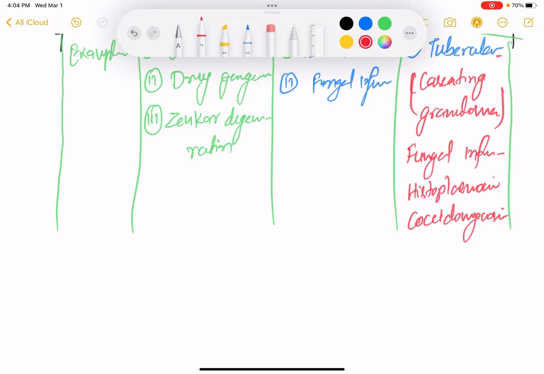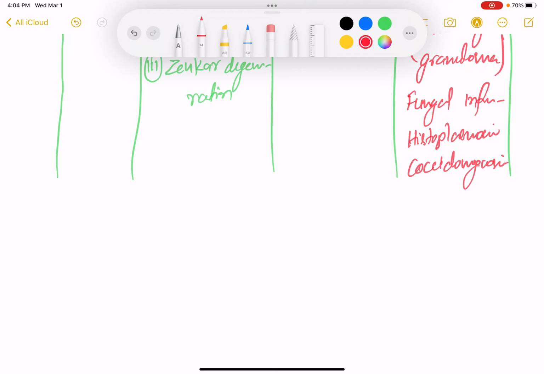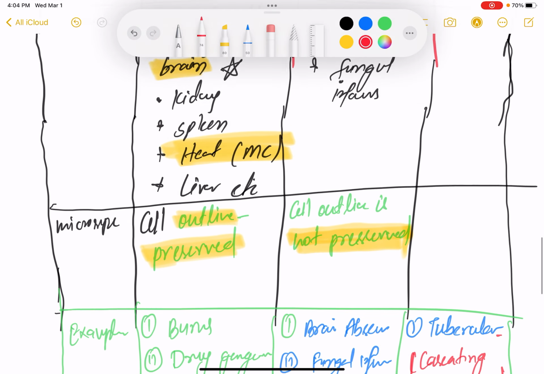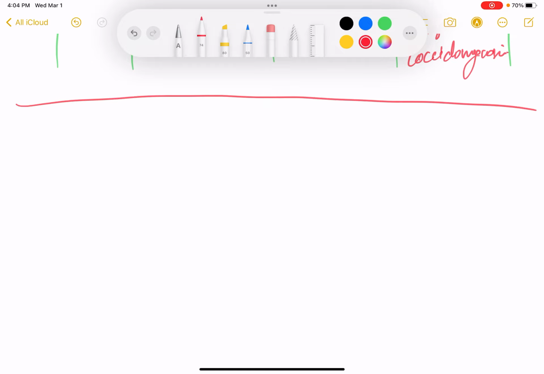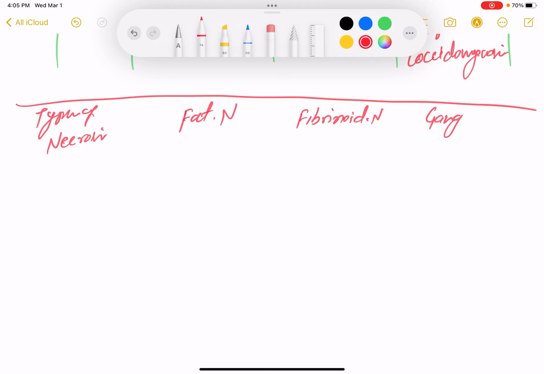So that is all about coagulative necrosis, liquefactive necrosis and caseous necrosis. Then we come to fat necrosis, fibrinoid necrosis, and gangrenous necrosis. So the types of necrosis are: first fat necrosis, fibrinoid necrosis, and last gangrenous necrosis.